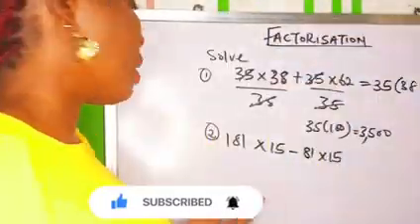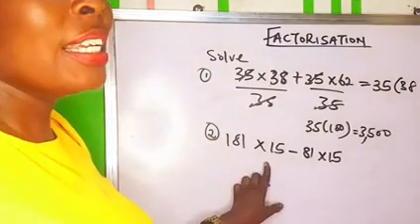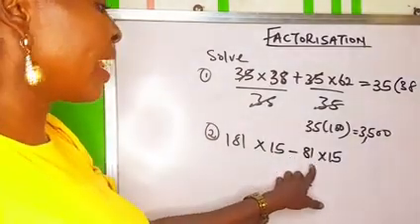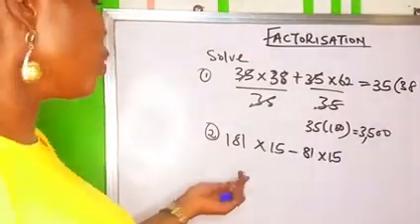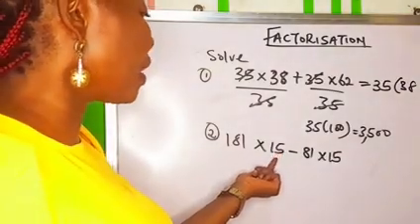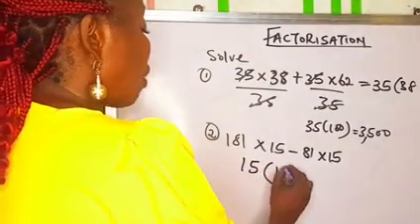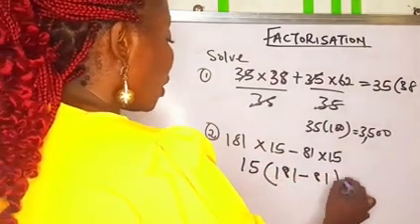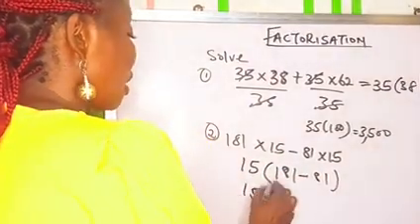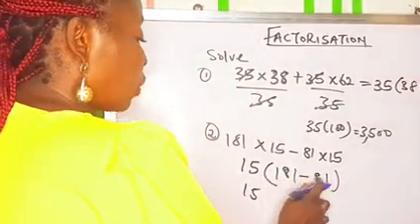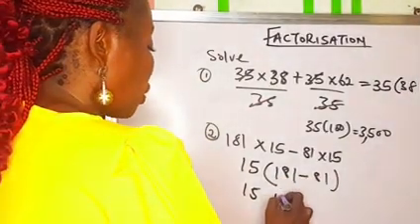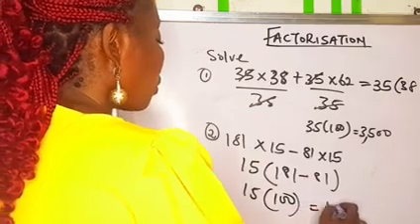So we have example 2, 181 times 15 minus 81 times 15. Again, you will notice that there is a 15 here and also 15. So we factor out 15. I have 181 minus 81. 181 minus 81 gives us 100. 15 times 100.